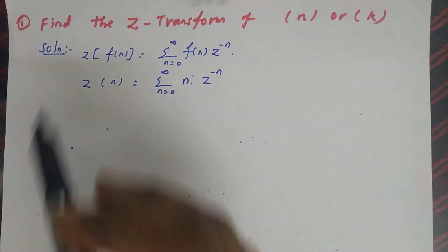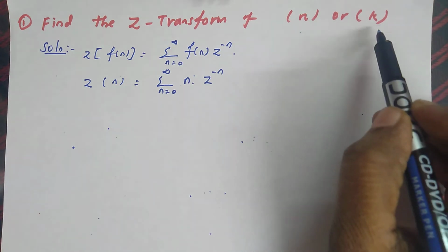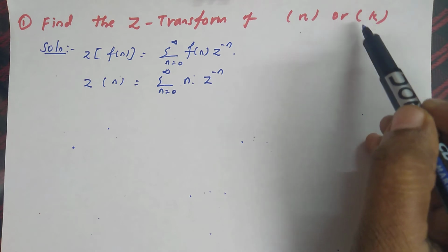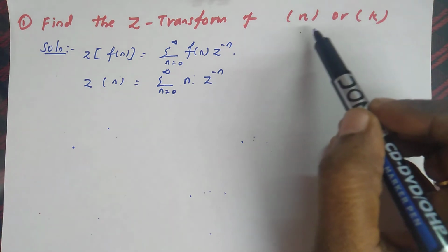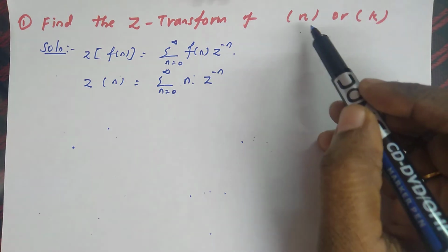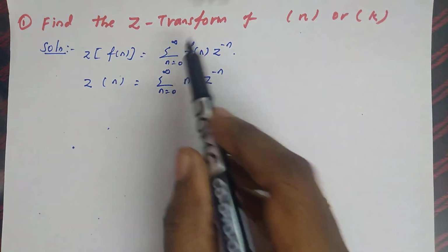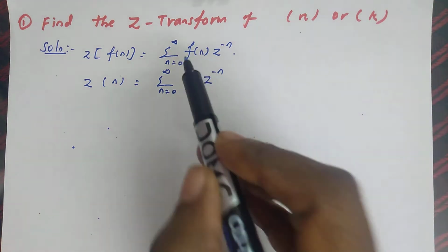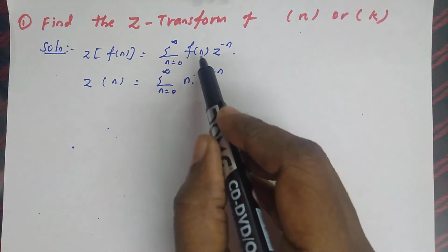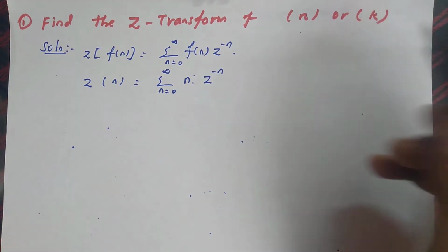Look at the question. Find the Z transform of sequence n or sequence k. In some question papers we can find the sequence in k, or in some question papers we notice the sequence in n. Whatever it is, if it is n, the definition values we can give are n equal to 0 to infinity. If it is k, we take k equal to 0 to infinity. So if it is n, you use the n notation; if it is k, you apply the k notation, that's all.